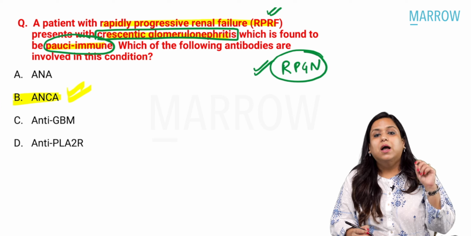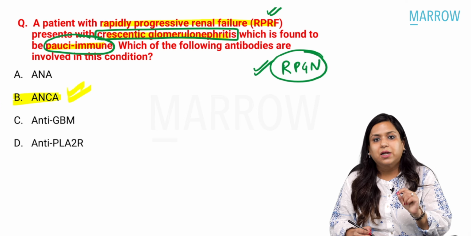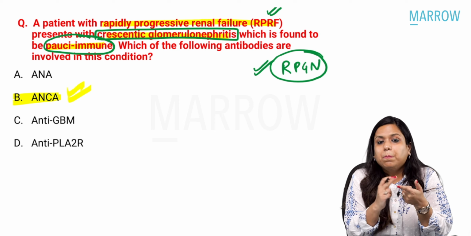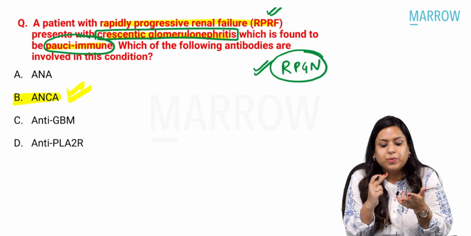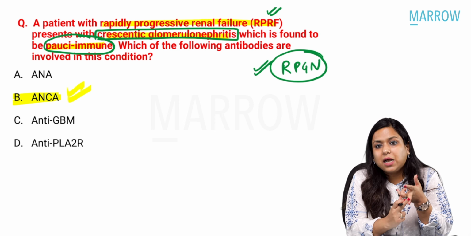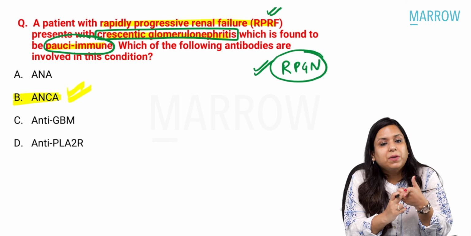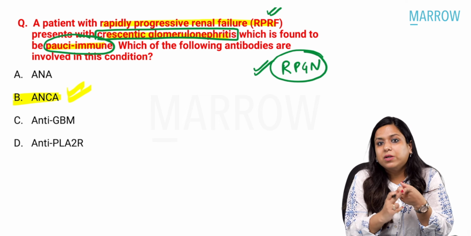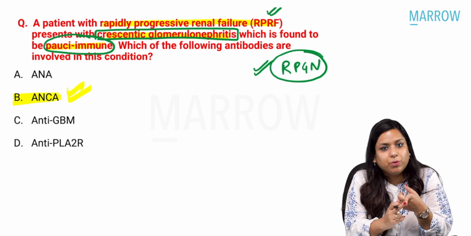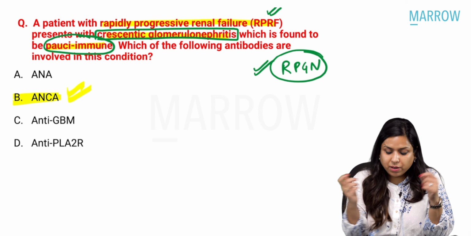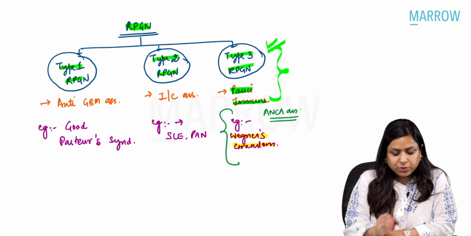What is ANCA? ANCA is anti-neutrophilic cytoplasmic antibody. What are the two types of ANCAs which are there? P-ANCA and C-ANCA. In which condition will you see C-ANCA? Wegener's granulomatosis. In which conditions will you see P-ANCA? Microscopic polyangiitis and Churg-Strauss syndrome. Understood? So what is the answer in this question? It is ANCA. Now, what are the other two types of RPGNs?